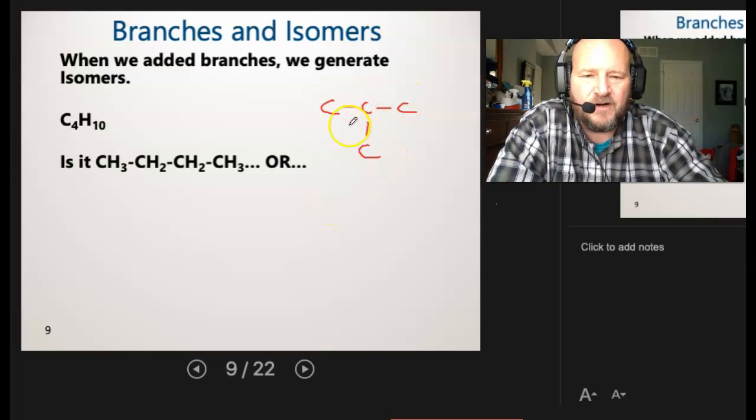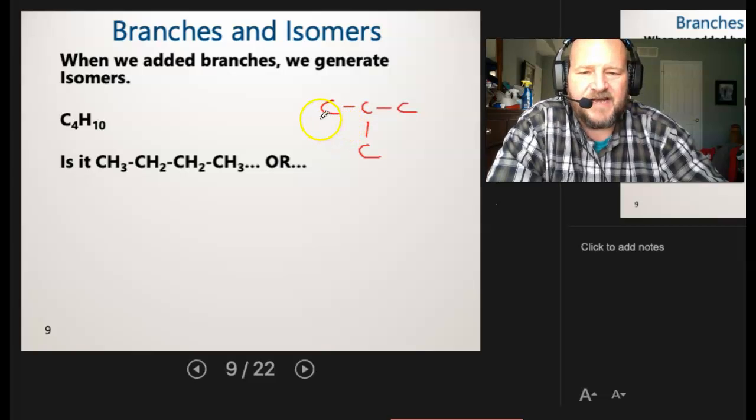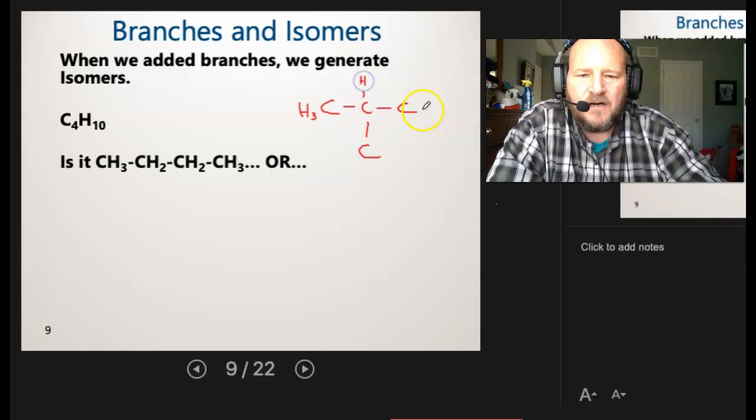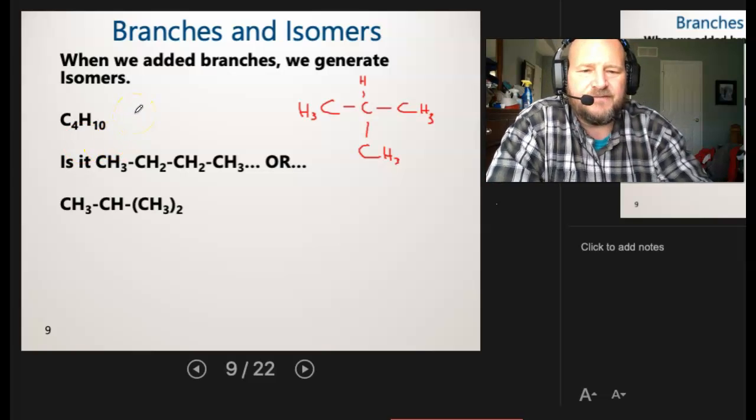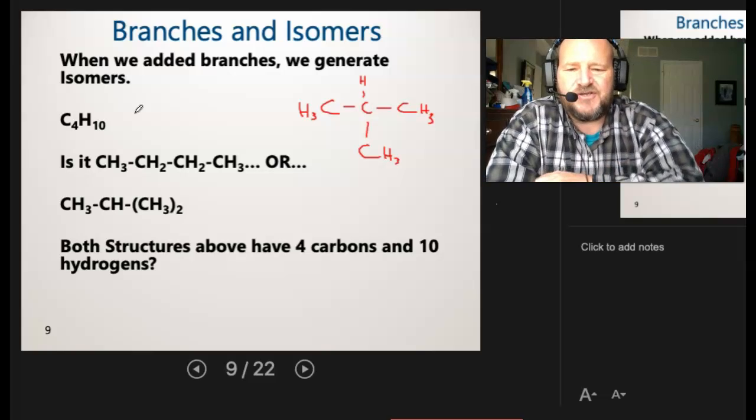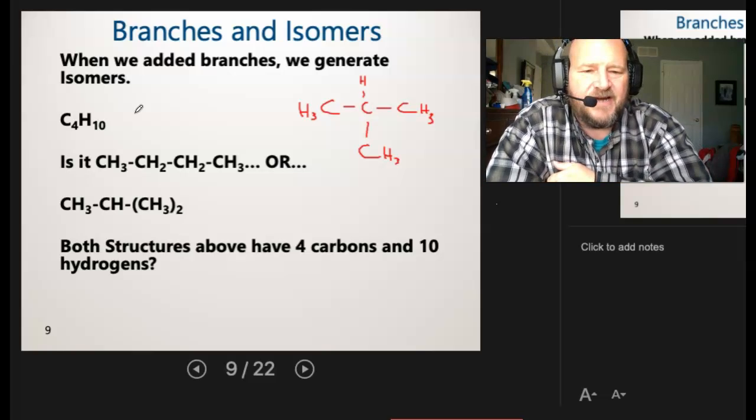Now that's still 4 carbons, but will I still have 10 hydrogens? And so of course I'll need 3 here so that that carbon has 4 bonds. I'll need a 4th one here. I'll need 3 on this one. And I'll need 3 on this one. So that gives me 3, 6, 9, plus 1 is 10. So I'm still going to meet that formula. So that could be my other structure. Now, both structures then have 4 carbons and 10 hydrogens.